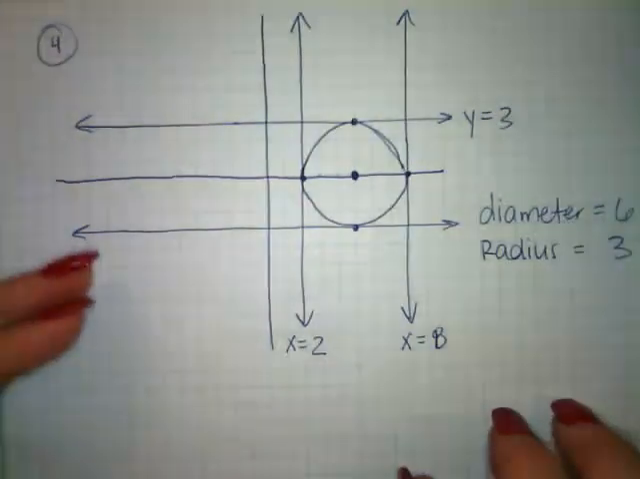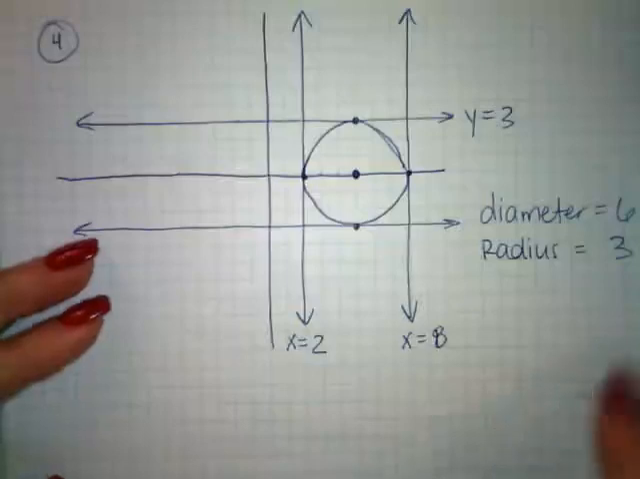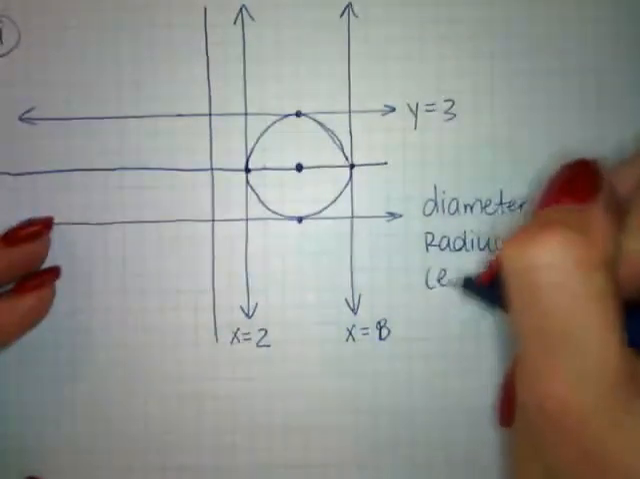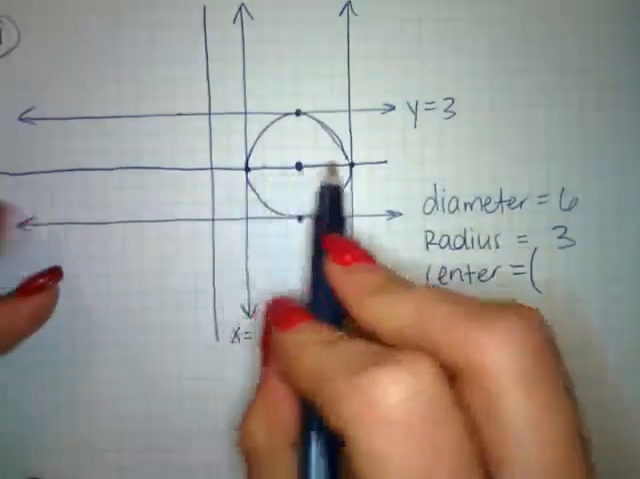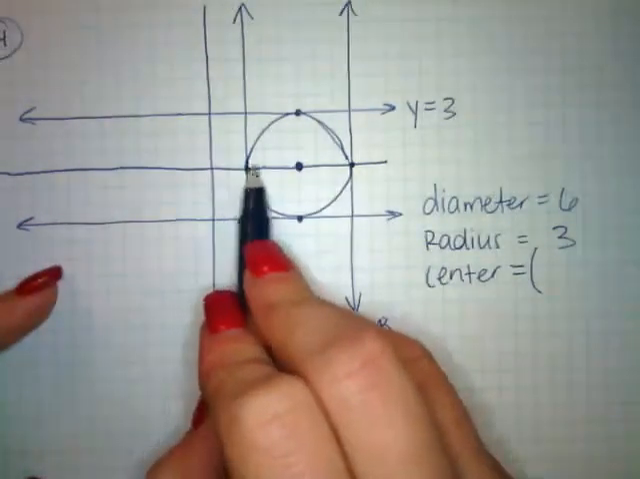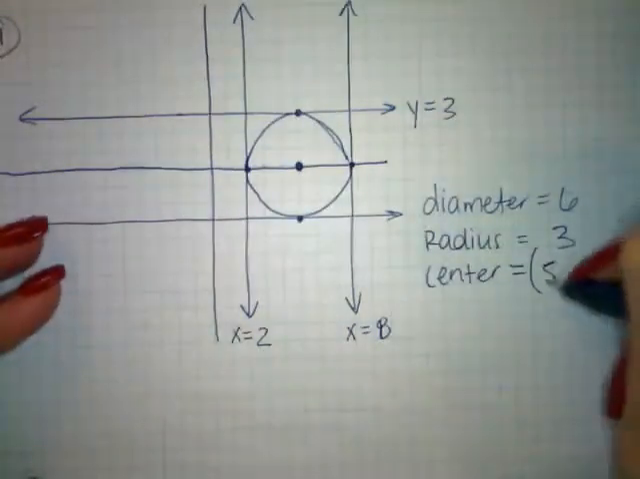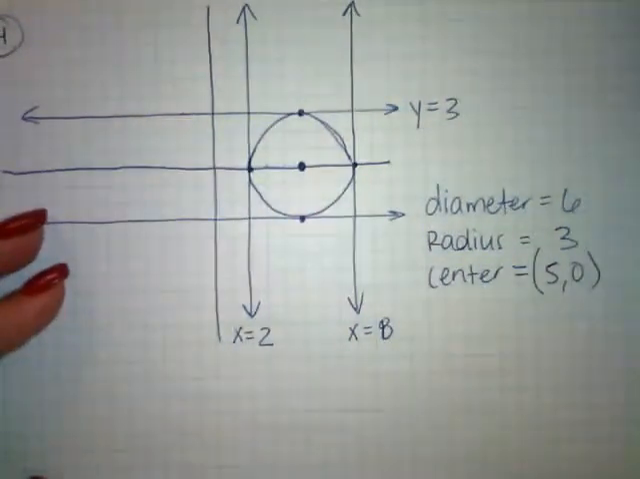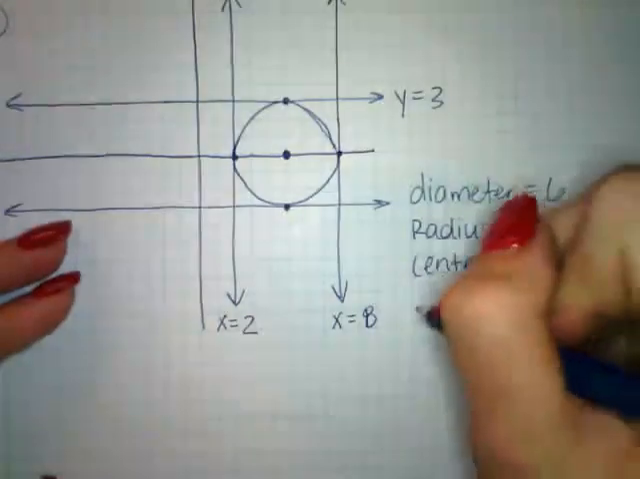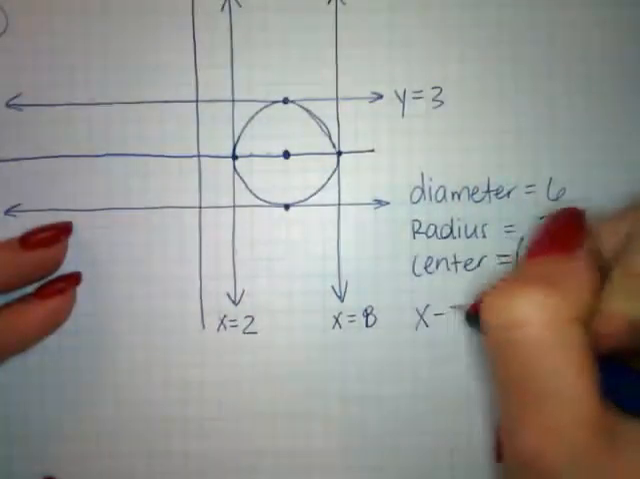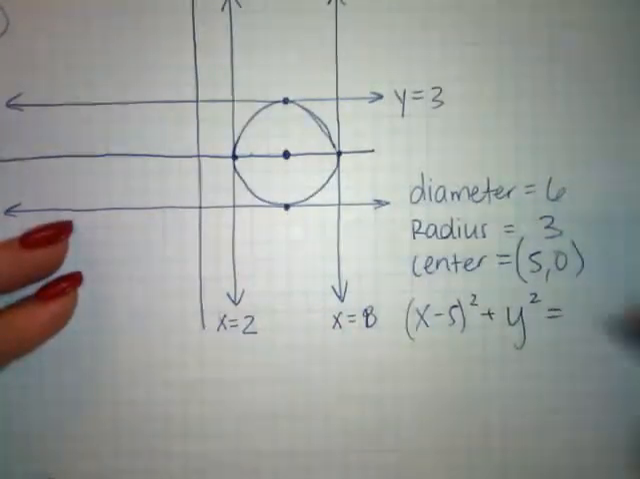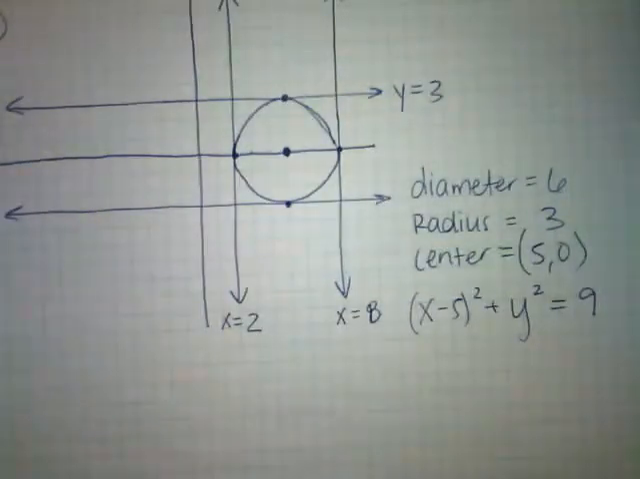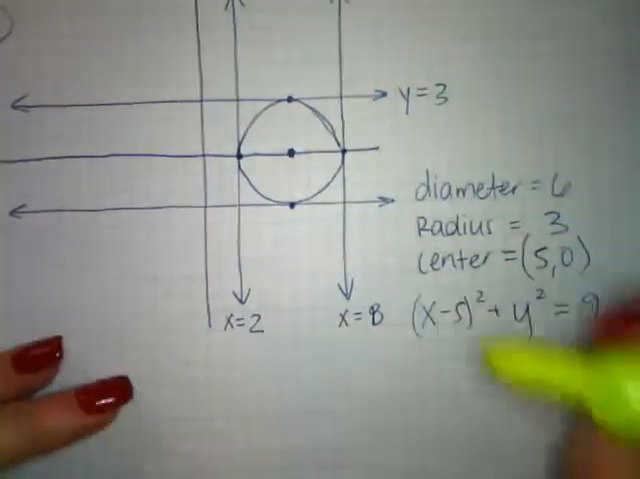Now that I know what my circle looks like, we need to come up with the equation. Well, to come up with the equation, you need to know the center and the radius. The center appears to be at 1, 2, 3, 4, 5, comma 0. So this equation is going to be x minus 5 squared plus y squared equals our radius squared, which is 9. This would be the final answer to question 4.